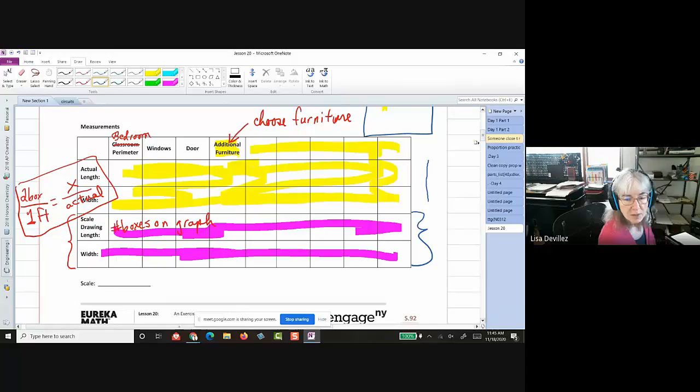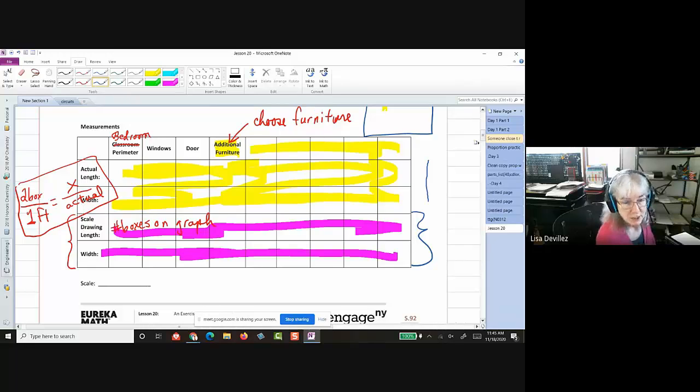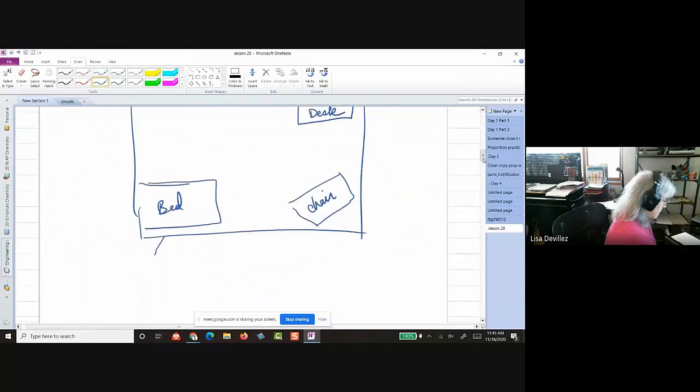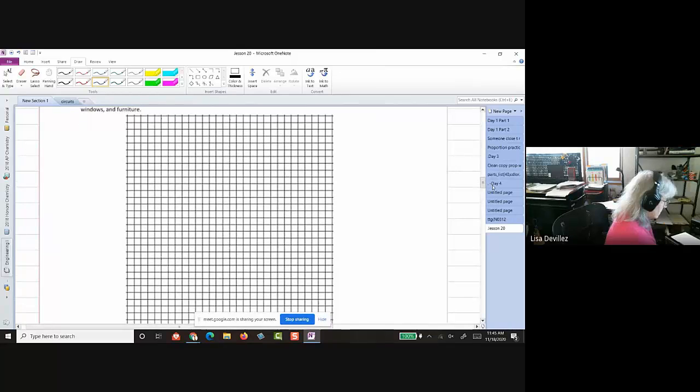So we just write out what each of those things measure and then draw it on the graph paper. You measure, choose your scale factor, and then calculate what the scaled length and width would be, and then put that in. Then look at how you would want to lay out the room, and then make it a scaled drawing like that.